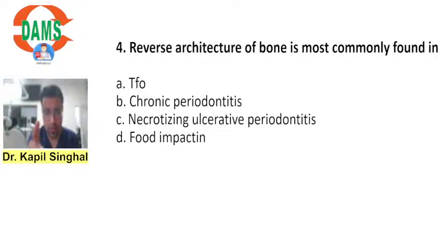So out of all these options, chronic periodontitis is a better option. The second best answer would be TFO. If aggressive periodontitis was one of the options, the third best answer would be aggressive periodontitis, and the fourth best answer would be necrotizing ulcerative periodontitis.